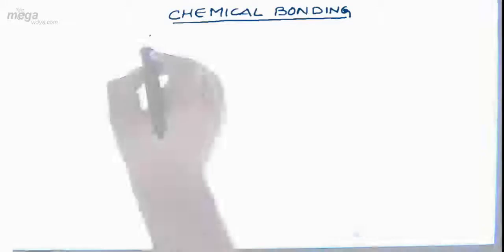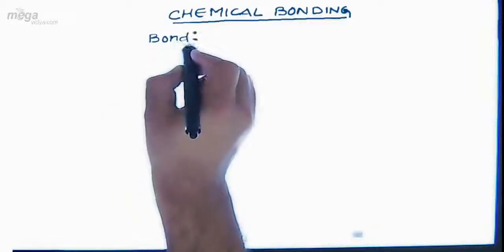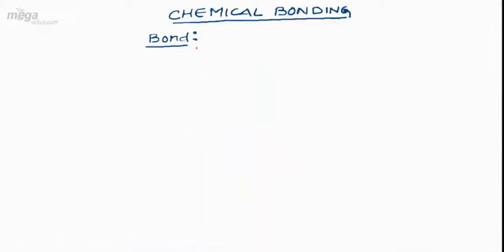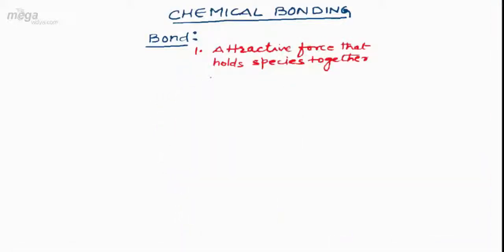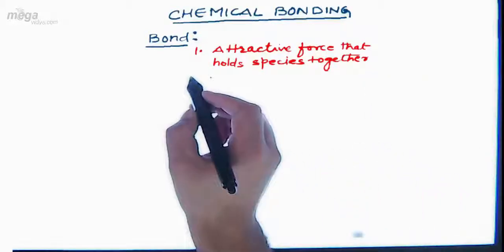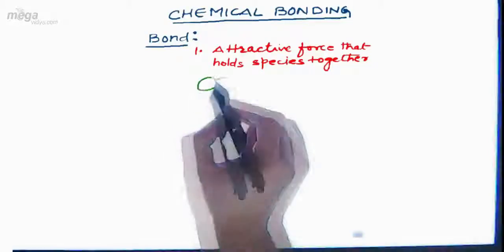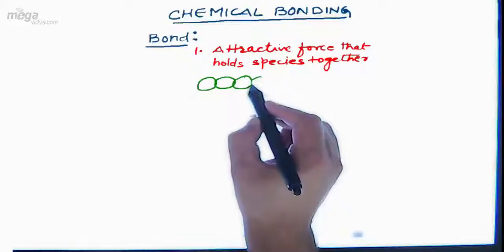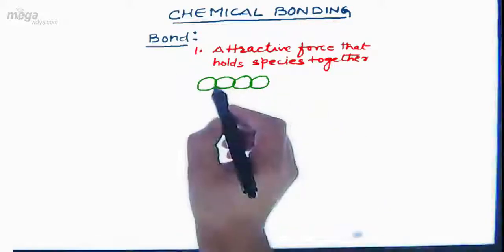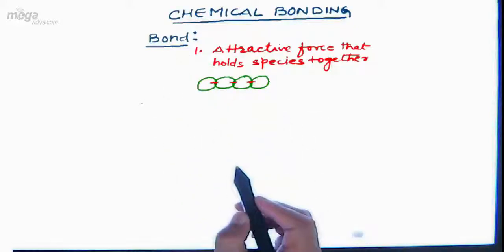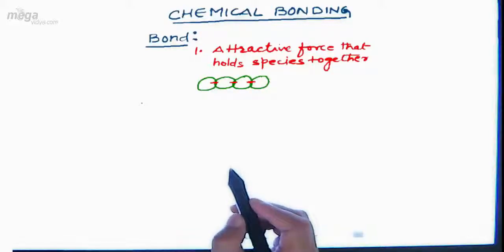Before starting the chapter, I would like to make you aware what the word bond means. Basically, a bond is an attractive force which holds species together. Like if we talk of solid substances, we observe that the constituent particles of a solid are closely packed to each other. What does this close packing represent here? That every atom in this packing is held to each other through a force, and that force is called a bond. So now we can conclude a bond as a force which holds or bonds species together.